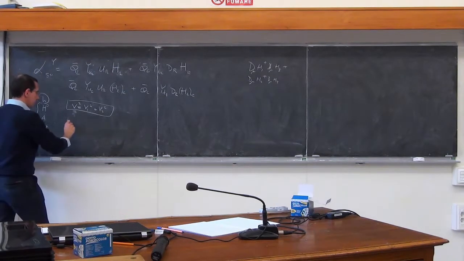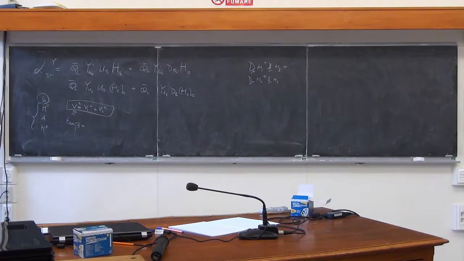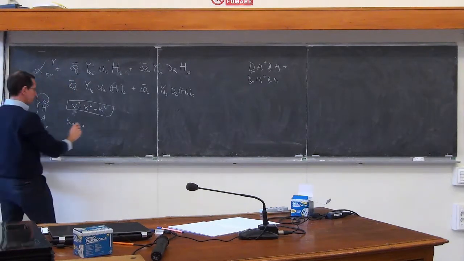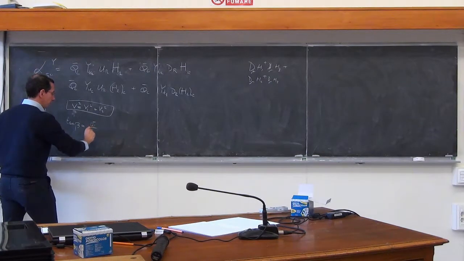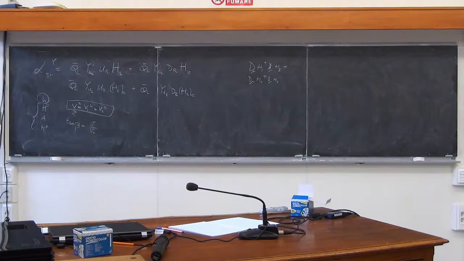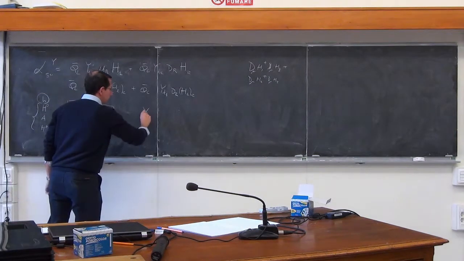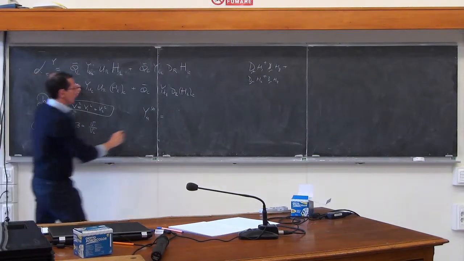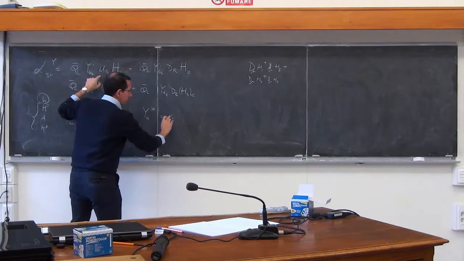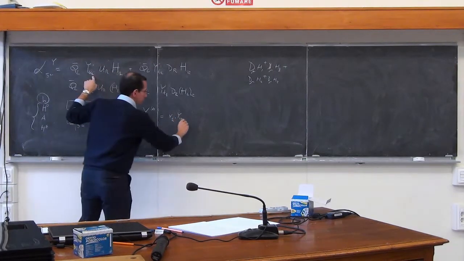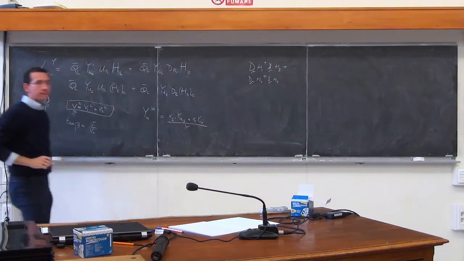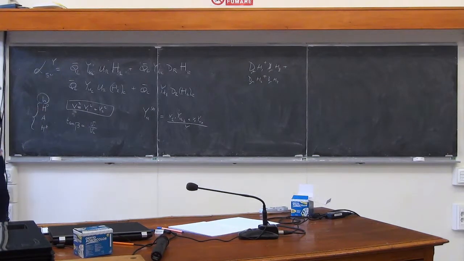And for convenience, let me introduce a parameter tangent beta, which is the ratio of the two vevs. Let me do it in a convenient way: let's assume that H1 has a big vev and H2 has a small vev. So I call it v1 over v. Clearly, if you want the effective Yukawa of the standard model, this is the combination of these two: v1 times y1 plus v2 times y2, divided by v. This is similar for the down.